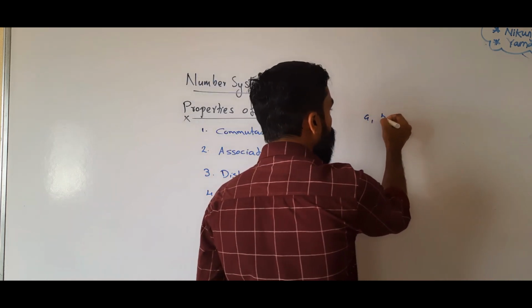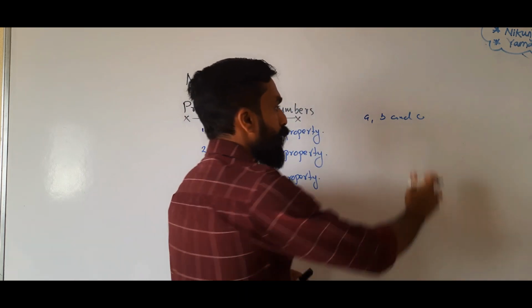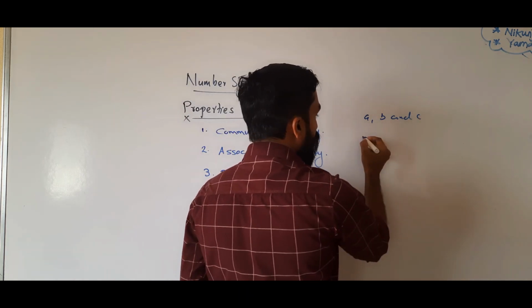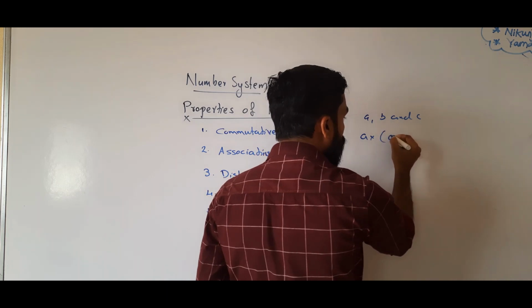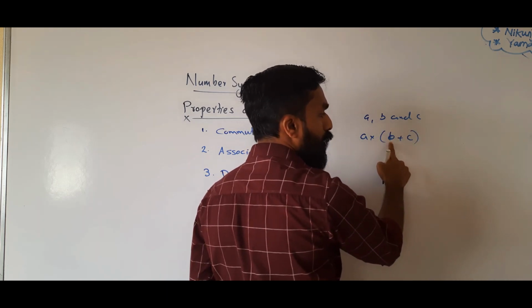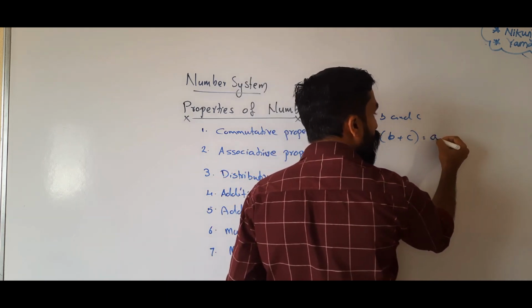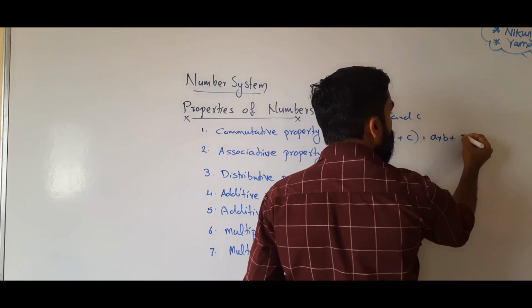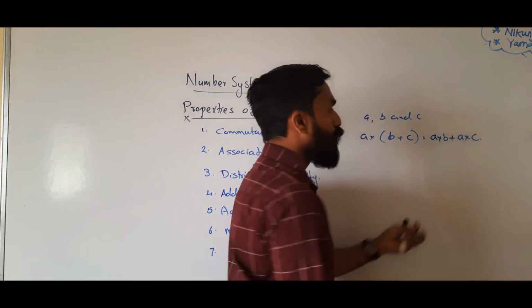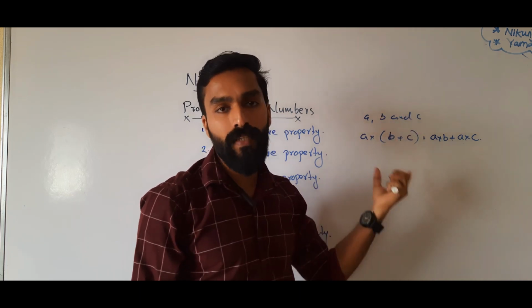So A, B and C are any three numbers. Distributive property, multiplication over addition, is like this way. The answer is A into (B plus C) is equal to A into B plus A into C. If you find this value, both will be equal.